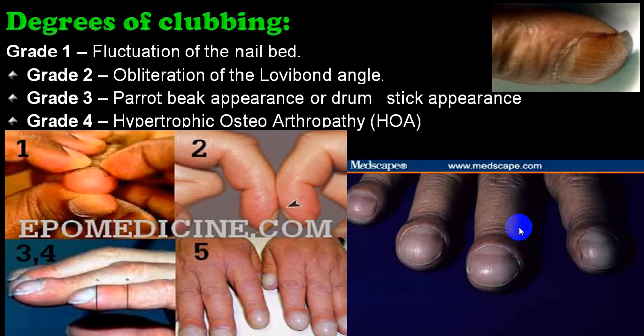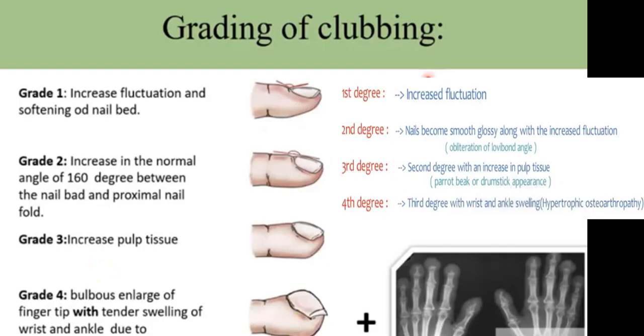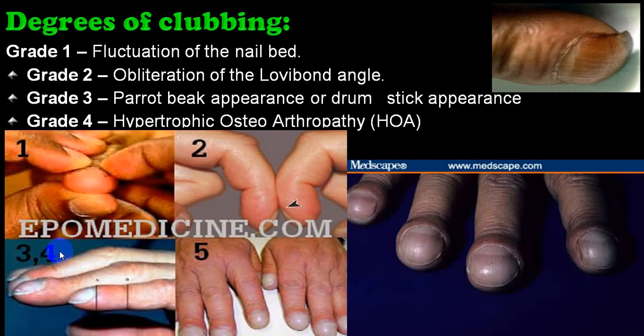Some people utilize that. This is grade 1. This is absence of Lovibond angle, grade 2. Clear cut drumstick clubbing, grade 3. And if you get an X-ray, and if X-ray shows hypertrophic osteoarthropathy, then it will be grade 4. Grade 5, some people utilize that. Will be showing you one. So hypertrophic osteoarthropathy is grade 4.